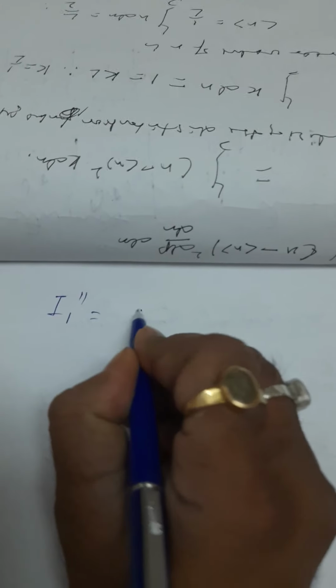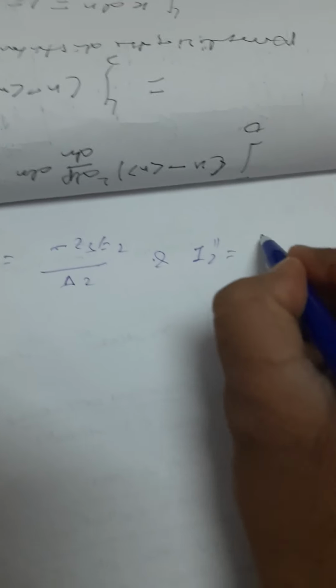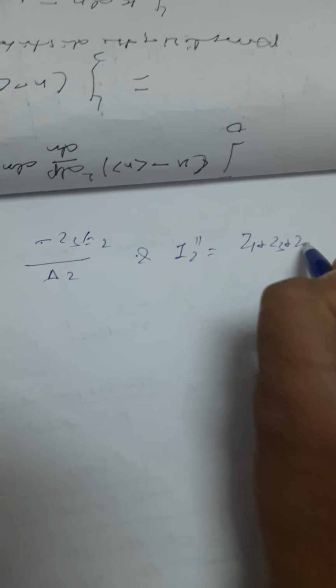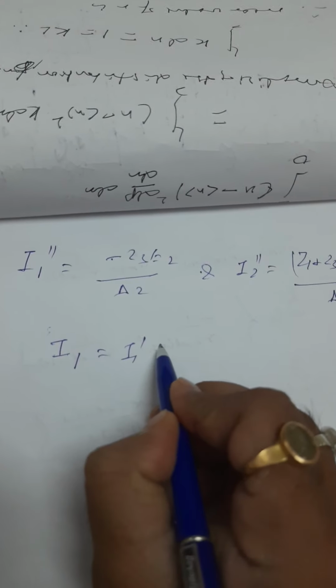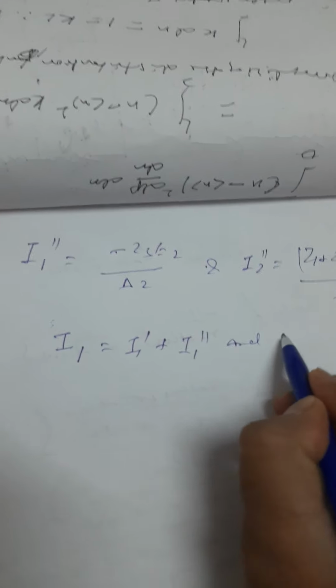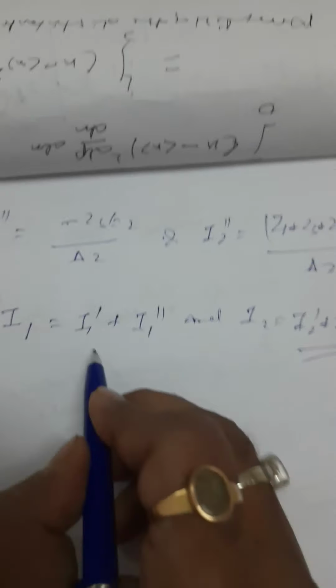Finally, using the same two equations, we put E1 equal to 0, and then we get I1 double prime equal to minus Z3 E2 by delta Z, and I2 double prime equal to (Z1 plus Z3 plus Z01) E2 by delta Z. Solving these two, we have I1 equal to I1 prime plus I1 double prime, and I2 equal to I2 prime plus I2 double prime. This can be done by you also.